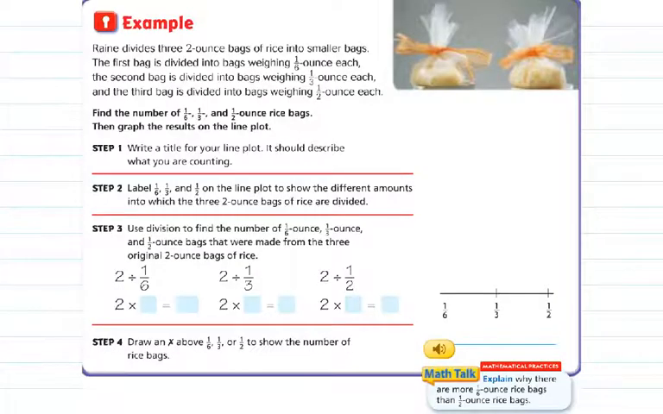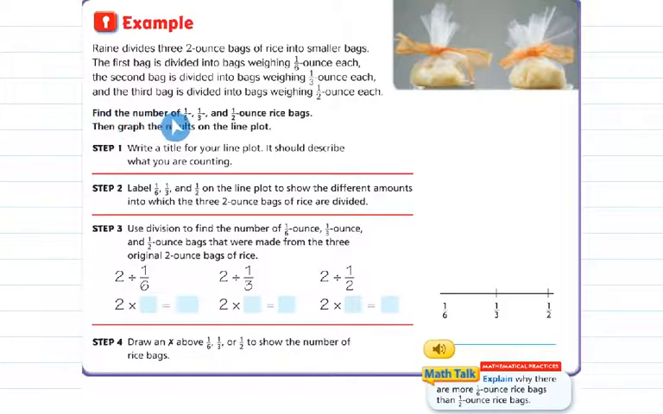Our next example, we're going to talk about rain and how we can use a line plot to extend our knowledge even further in this example. So it says, Rain divides 3 2-ounce bags of rice into smaller bags. The first bag is divided into bags weighing 1/6 of an ounce each. The second bag is divided into bags weighing 1/3 of an ounce each. And the third bag is divided into bags weighing 1/2 an ounce each.